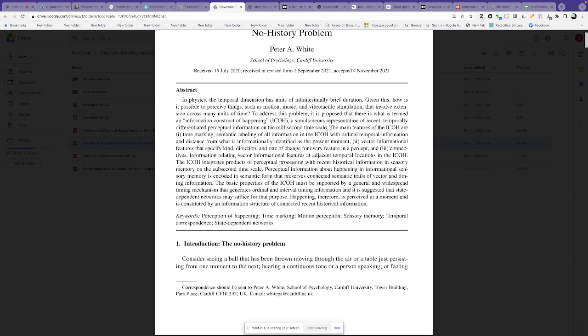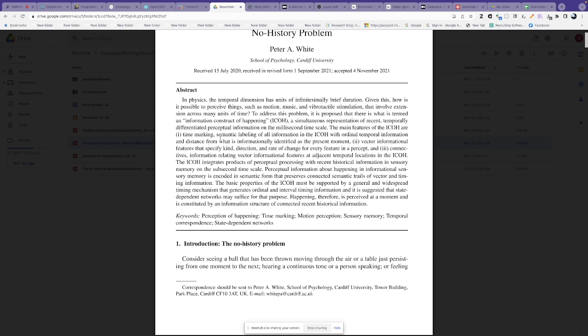The main features of the ICOH are: one, time marking, semantic labeling of all information in the ICOH with ordinal temporal information. So it's like everything that's in that representation is marked with a certain time, and then there's some reference point. So this is what happens if you go forward in time. This is what happens if you go backward in time. You can imagine, like in board games, where you have to move from one place to another. You also have to mark time in terms of where you're going and how you get there. So they're planning steps. There are different things that you need to do, and you need to integrate that with the flow of time and figure out what the flow of time is.